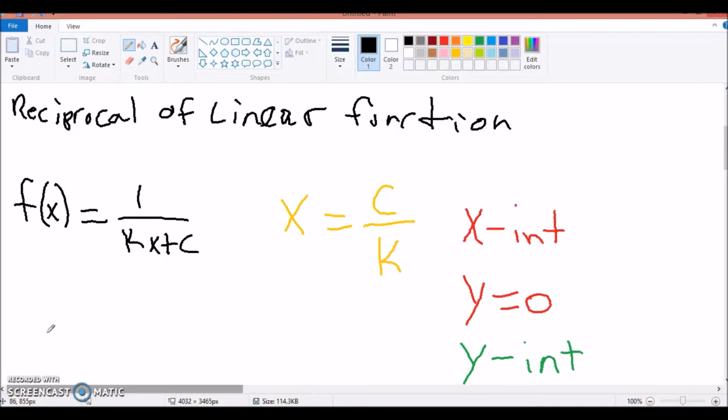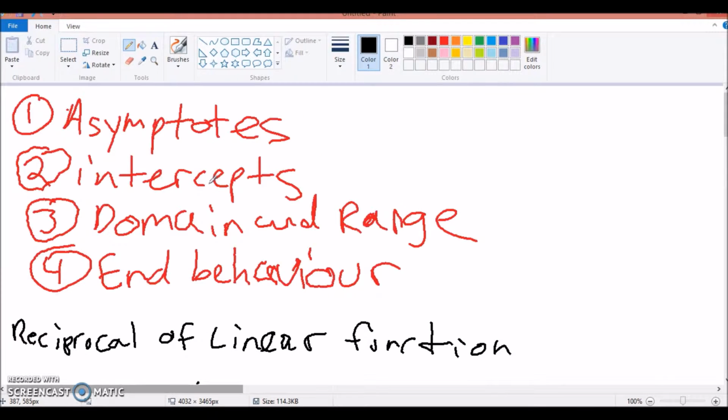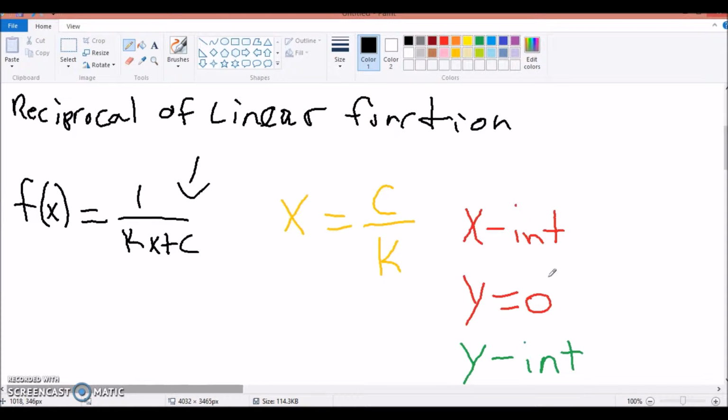Reciprocals of linear functions. The general form of a reciprocal of a linear function is f(x) = 1 over kx plus c. Basically, to solve for reciprocals of linear functions, you will need the asymptotes, the intercepts, the domain, the range, and to describe the end behavior. To find the vertical asymptote, you can use the formula x = c over k.